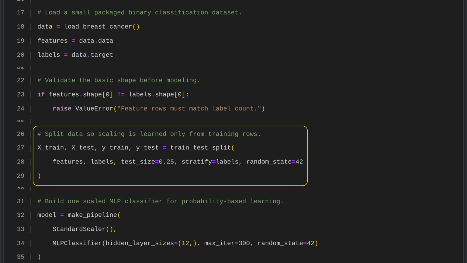The dataset is split into training and testing sets using Scikit-Learn's train-test-split function, with 1/4 of the data kept for testing. Stratification preserves the original class proportions in both sets, supporting a fair evaluation. A fixed random state of 42 makes the split reproducible each time the code runs.